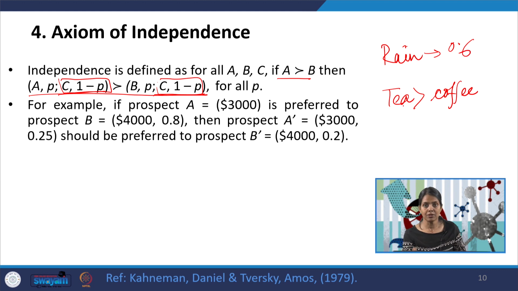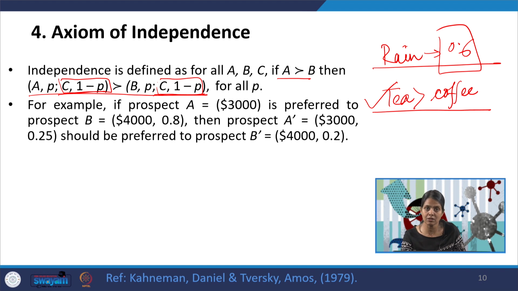Now, regardless of whether it rains or not, my preference for tea over coffee is not going to change. Even if it rains, I will prefer tea over coffee. Even if it does not rain, I am going to prefer tea over coffee. So, the preference is independent of another event, say rain. Now, this is an example given by Kahneman and Tversky.